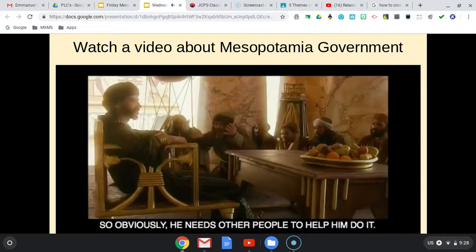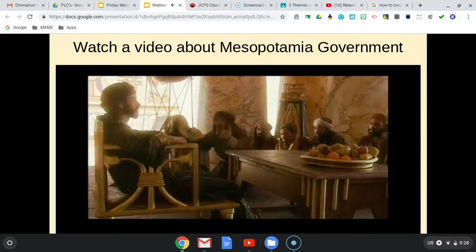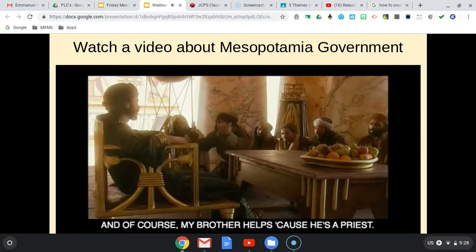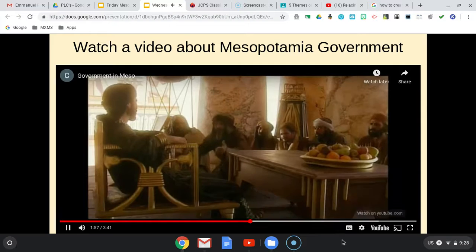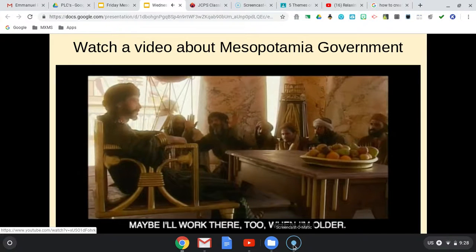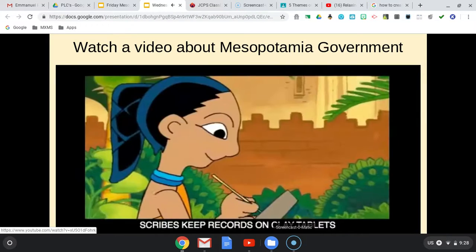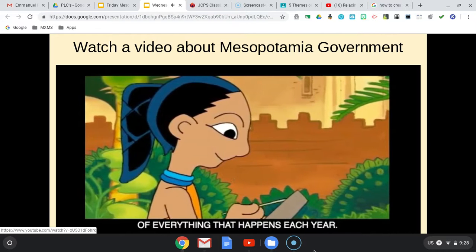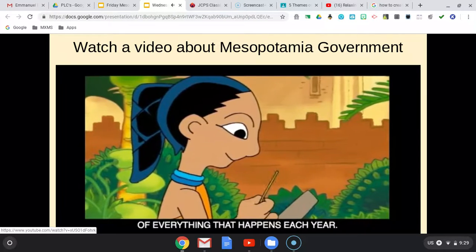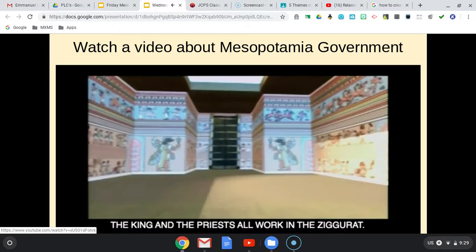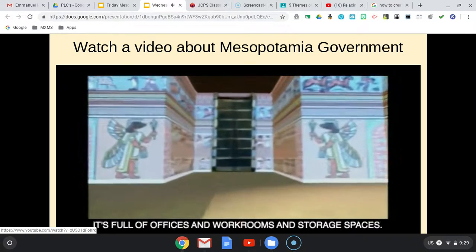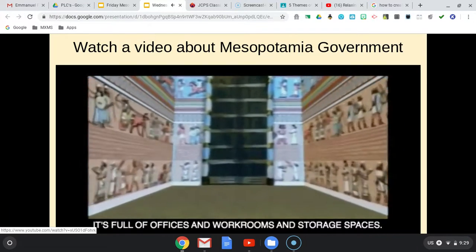So obviously, he needs other people to help him do it. My dad is one of them, and of course my brother helps because he's a priest. Maybe I'll work there too when I'm older. Scribes keep records on clay tablets of everything that happens each year. The king and the priests all work in the ziggurat. It's full of offices and workrooms and storage spaces.